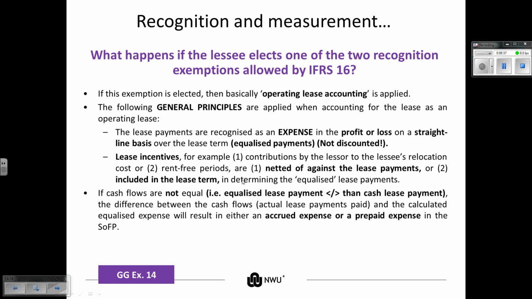In the next slide or video, we will look at how we will account for these two exemptions.